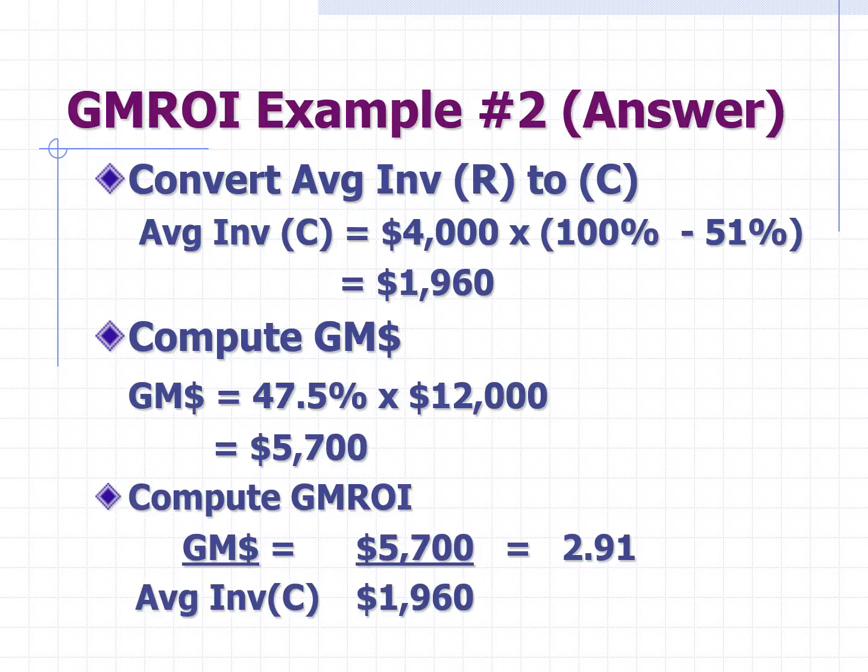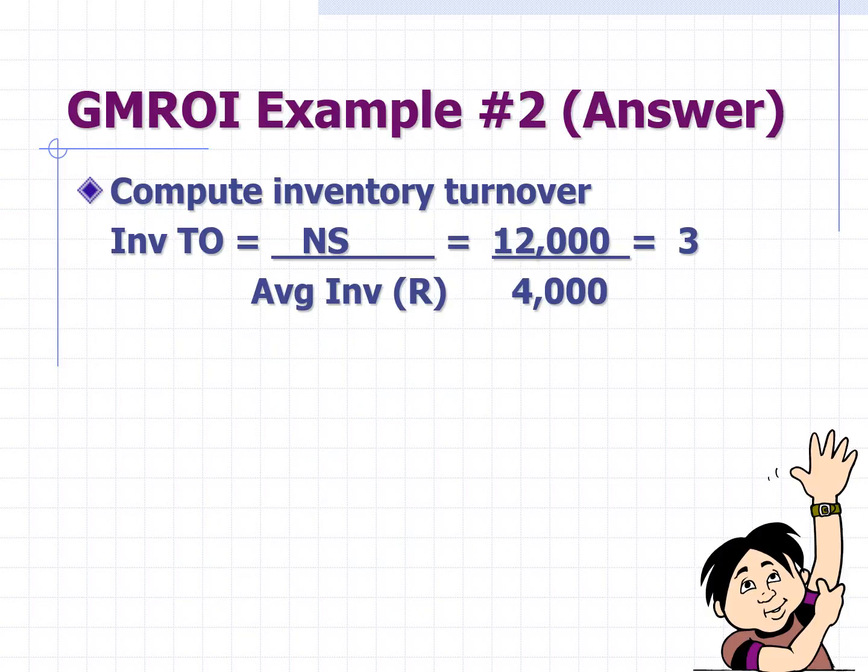Now GMROI equals gross margin dollar over average inventory at cost. So $5,700 divided by $1,960 is 2.91. So the GMROI of 2.91 is the answer. The question also asked you to calculate turnover, and we were lucky enough to have the net sales and average inventory at retail given in the problem. So we just straightforwardly use these numbers to calculate the inventory turnover, which came out to be 3, right? Net sales over average inventory at retail.